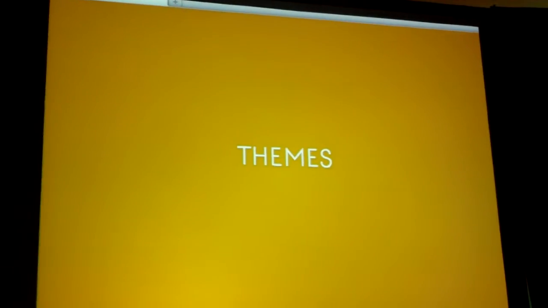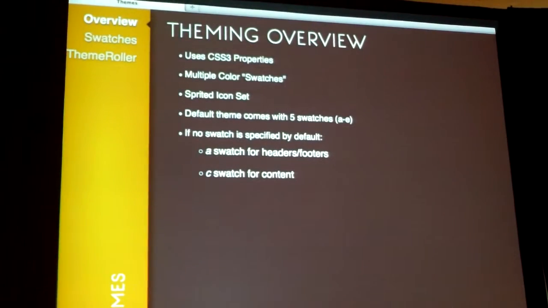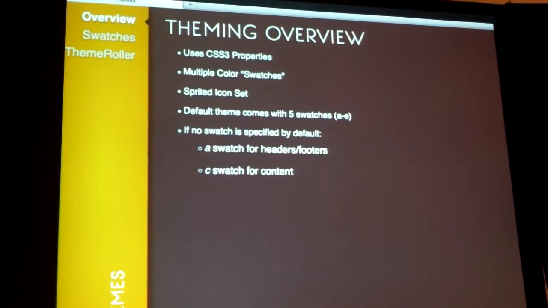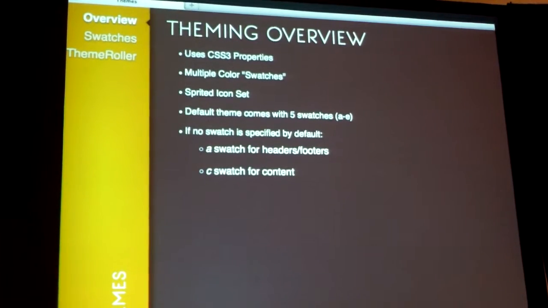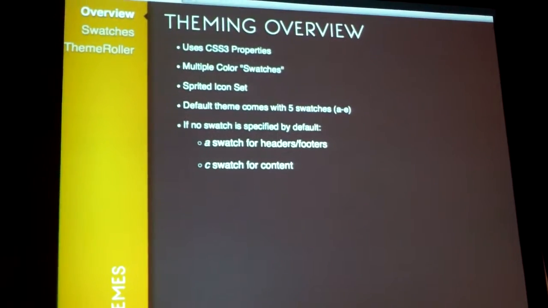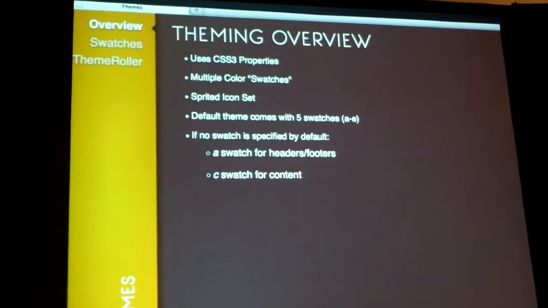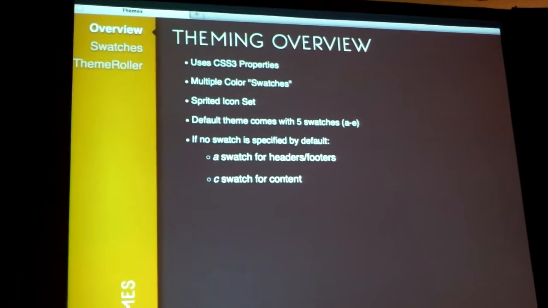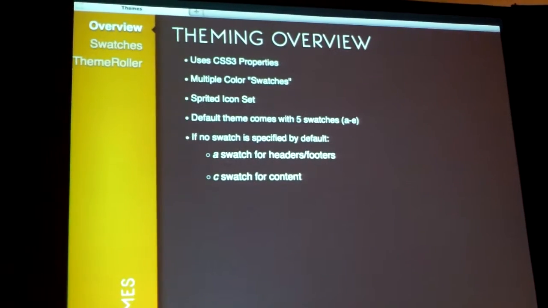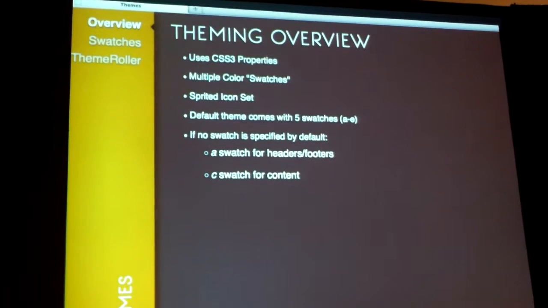So I want to talk about themes. jQuery Mobile comes with one default theme that has a few separate swatches. Theming uses CSS3 properties to do a lot of the styling, the shadows and the rounded corners and that kind of stuff. So it's using the native standard approaches to things.